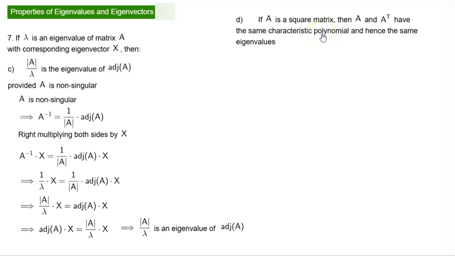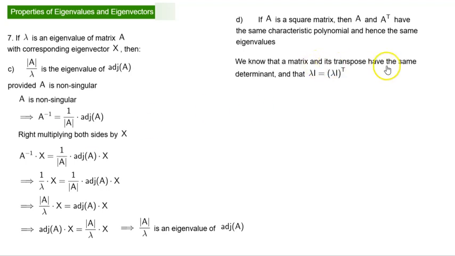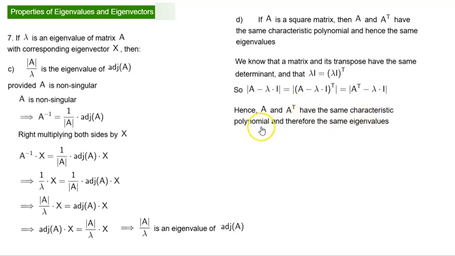If A is a square matrix, then A and A transpose have the same characteristic polynomial and hence the same eigenvalues. This is pretty straightforward. We know that a matrix and its transpose have the same determinant, and that lambda I is equal to lambda I transpose. So determinant of A minus lambda I is equal to the determinant of (A minus lambda I) transpose, which is equal to the determinant of A transpose minus lambda I. Hence, A and A transpose have the same characteristic polynomial and therefore the same eigenvalues.